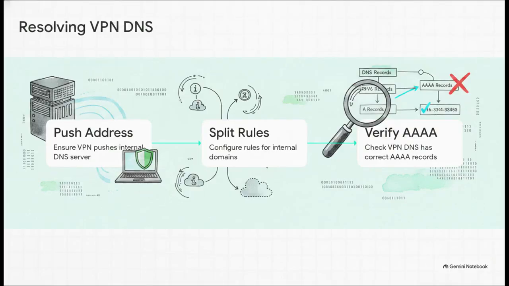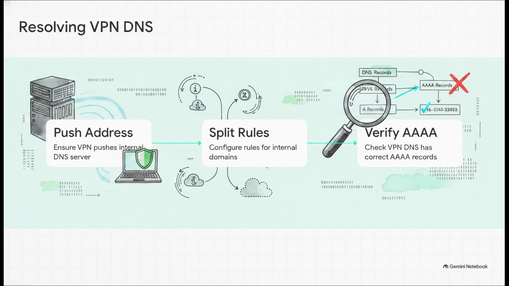To actually resolve these VPN DNS issues, the source documentation lays out 3 very specific checks. First off, you have to make sure your VPN is actively pushing the correct internal DNS server address to the client when they connect. Second, you must explicitly configure split DNS rules in the VPN client so it knows exactly which internal domains belong in the tunnel. And third, and this is the one that sysadmins used to IPv4 miss all the time, verify that the VPN DNS server actually has the correct Quad A records for those internal resources.